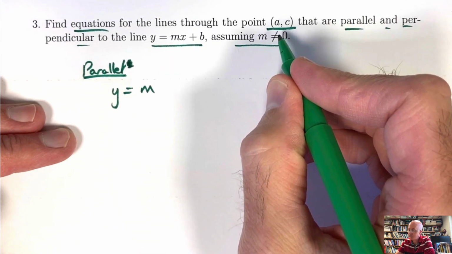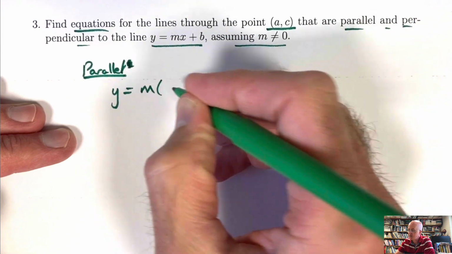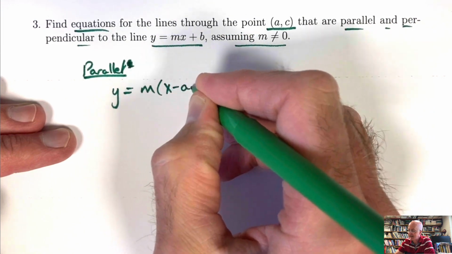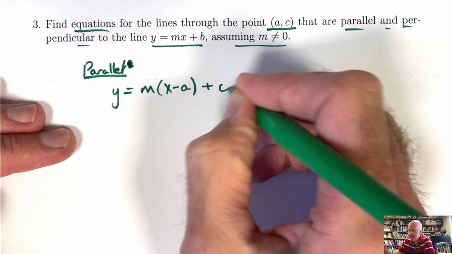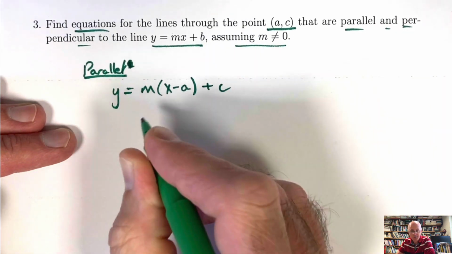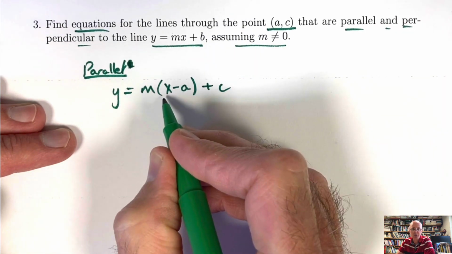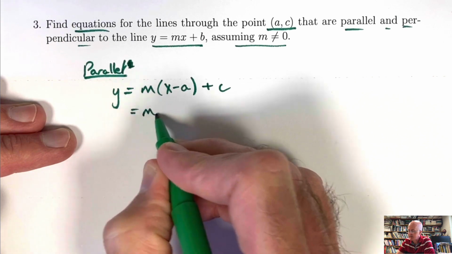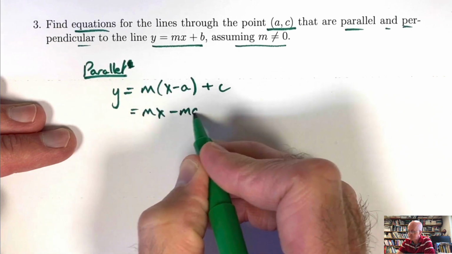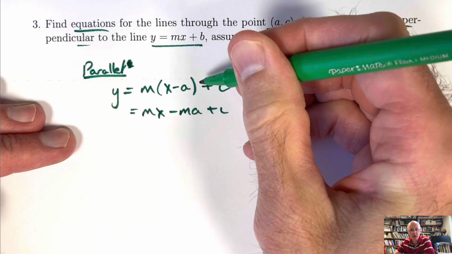I need the point slope form. In the form that I showed you, go ahead and write x minus a in parentheses and then plus c. All right? It's got the right slope. m is still a multiplier of x. If you go ahead and distribute this out, you see that. And it goes to the right point.